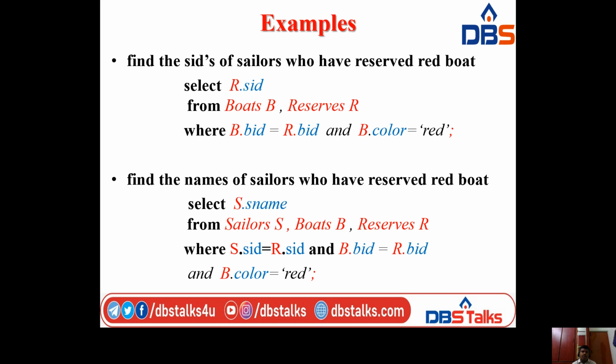Find the names of sailors who have reserved a red boat. That's the same thing. Here select S.sname from sailors S, boats B, reserves R. Now here we are taking all three tables: sailors, boats and reserves. We already discussed how we relate them based on bid and sid, that is, similar columns. By using the similar columns, we create the relationship between the tables.